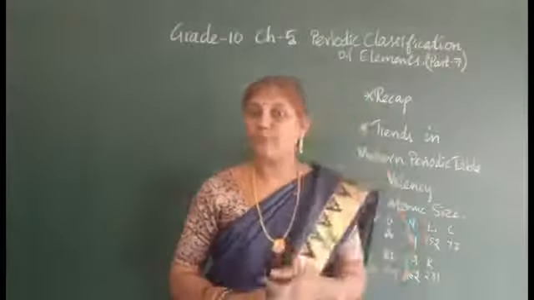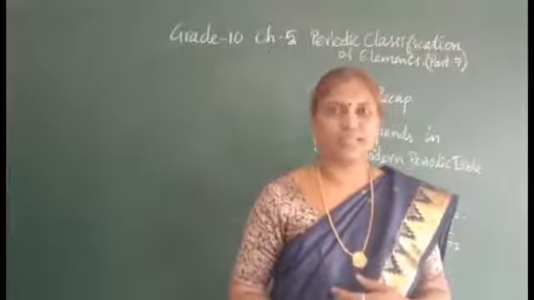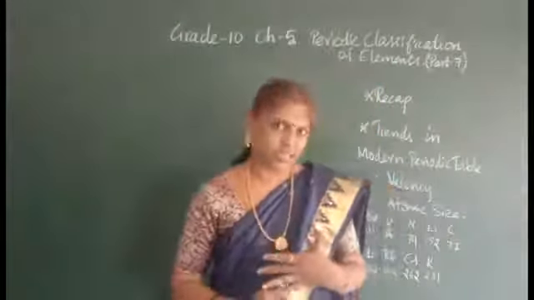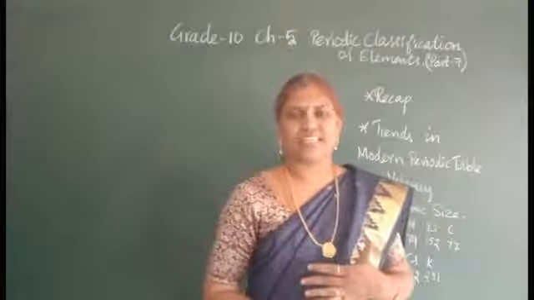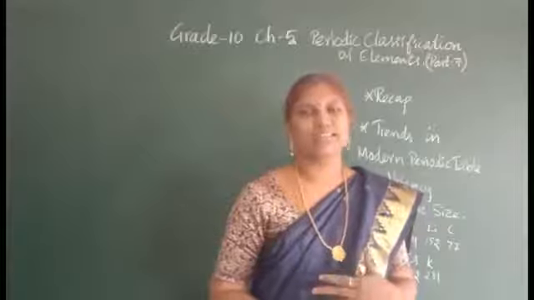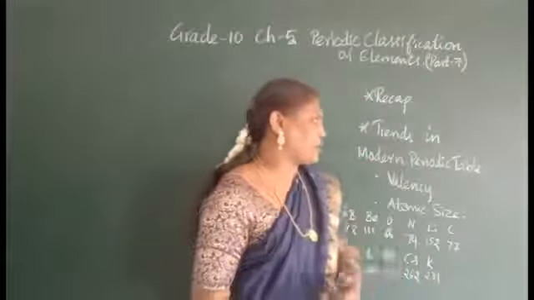In the group, how are the elements arranged? The elements are arranged based on the same valence electrons, same valency. That is what we have discussed in the last class. Can you remember it? Yes. Today, we are going to see the trends in the modern periodic table.